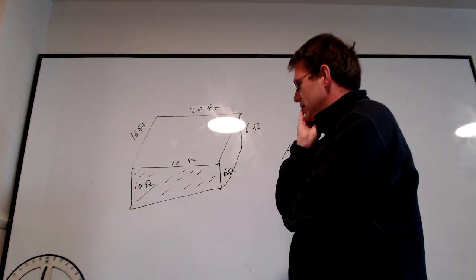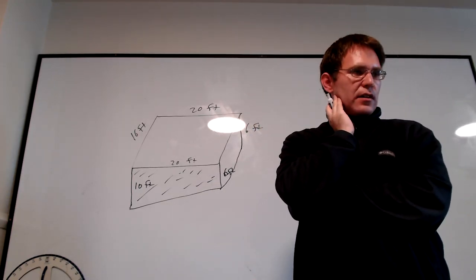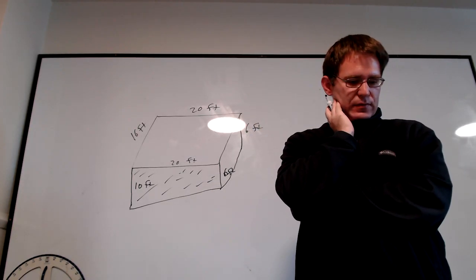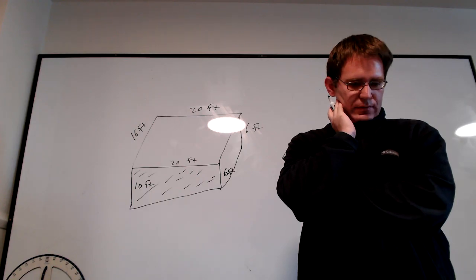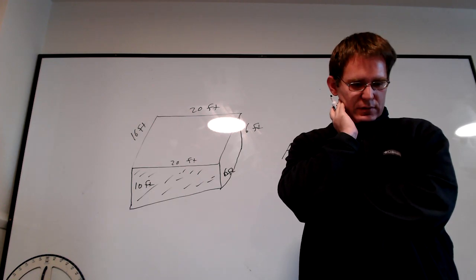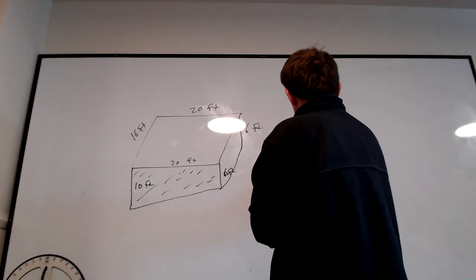Anyone know? How would we find that? You make it into a triangle and a square, so you take 4 as the triangle, so 4 times 20 divided by 2 plus 6 times 20, and that would equal how big it is.